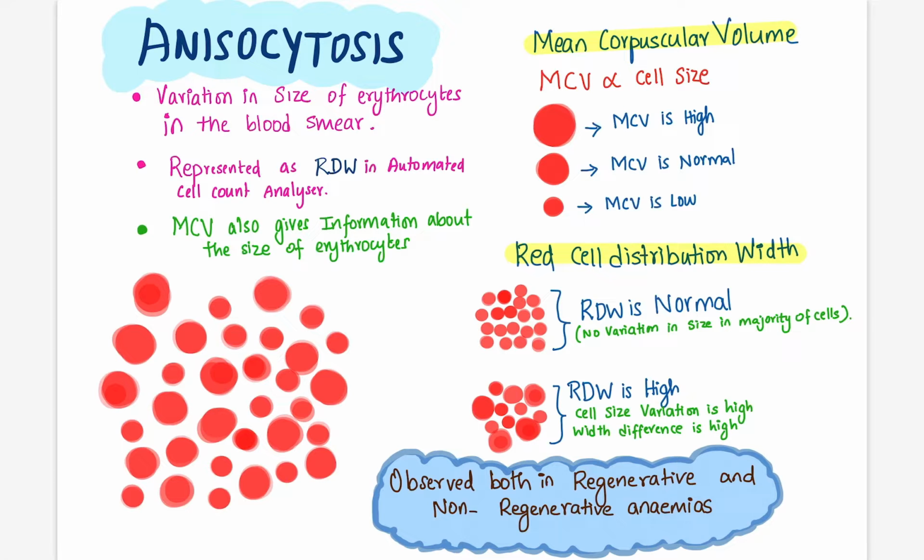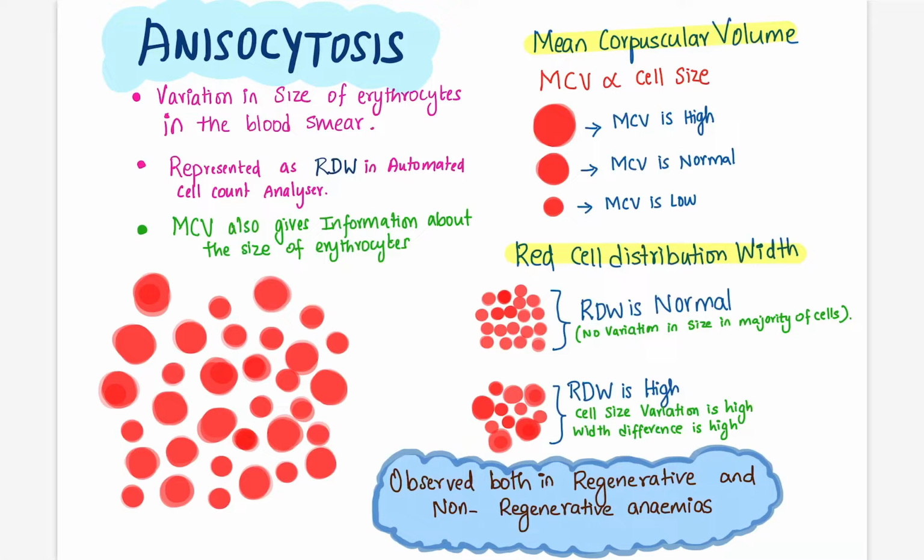And red cell distribution width will compare each and every erythrocyte that is present in the sample, and it compares the width of the smallest erythrocyte with the width of the largest erythrocyte. If the difference is too much, then the RDW will be high. If the difference is not too much, then RDW will be within normal range.